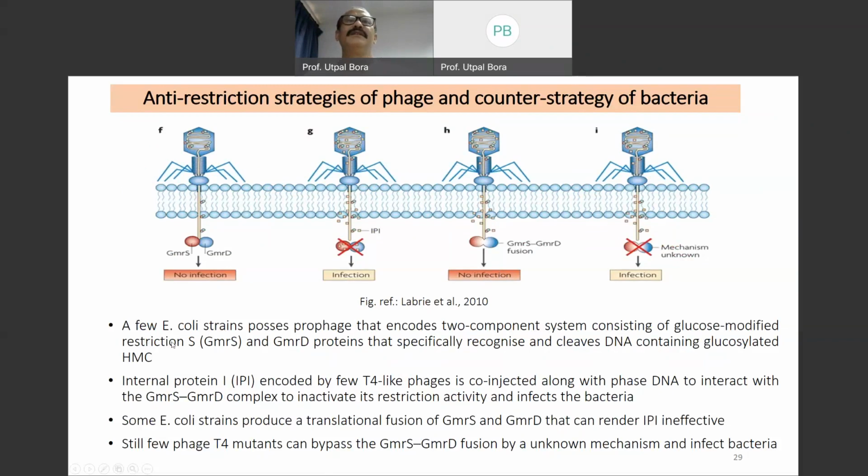Now, in a few E. coli strains, they have prophage that encodes two-component systems consisting of glucose-modified restriction proteins, GmrS and GmrD, that specifically recognize and cleave DNA containing glucosylated 5-hmC.